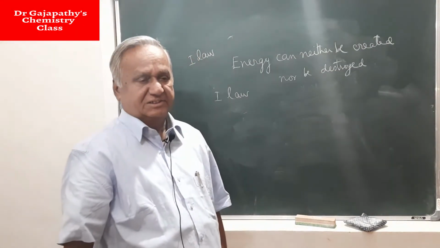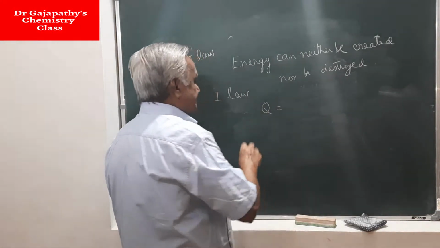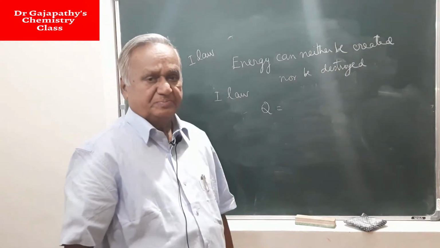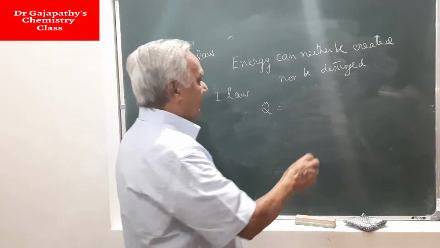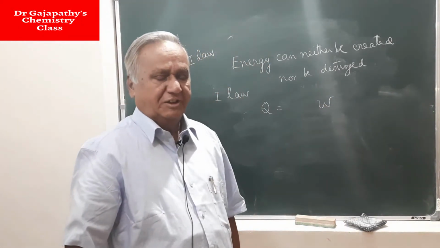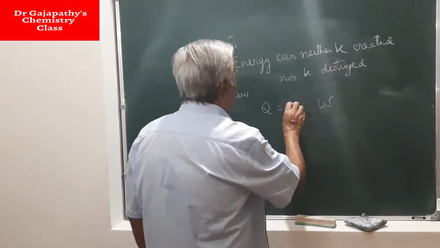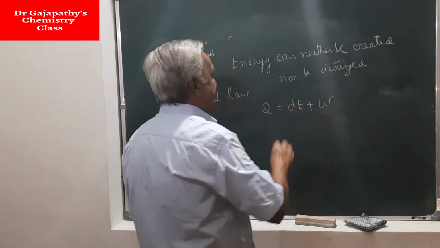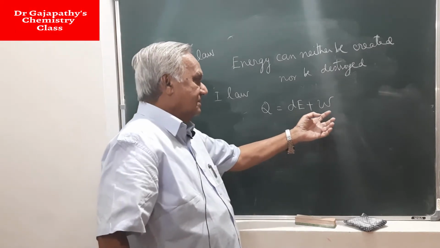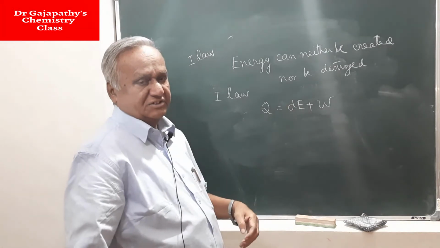Mathematically, I can say it like this. Suppose I supply heat to a system. Let us say the quantity of heat supplied is Q. A part of it is converted into work. Just now we said that energy can't be destroyed, so the remaining would have increased the internal energy. I call it dE. Q is the heat supplied, W is the work done, and dE is the change in internal energy.